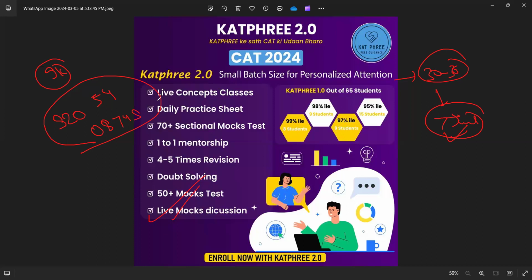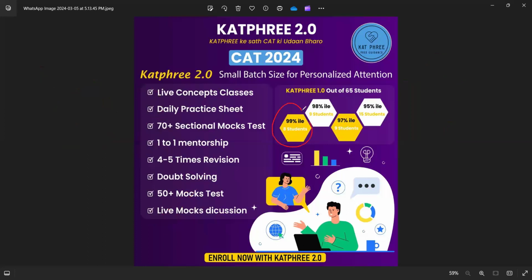Regarding the result, this year around 9 people scored 99 percentile. Two got 99.97 from our batch in the first year itself. Last year only we launched, and we had around 65 students in the first batch, the first category 1.0. Out of that, 13 made it into the IIMs.